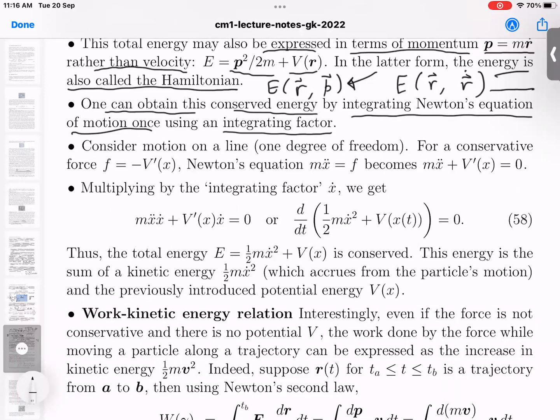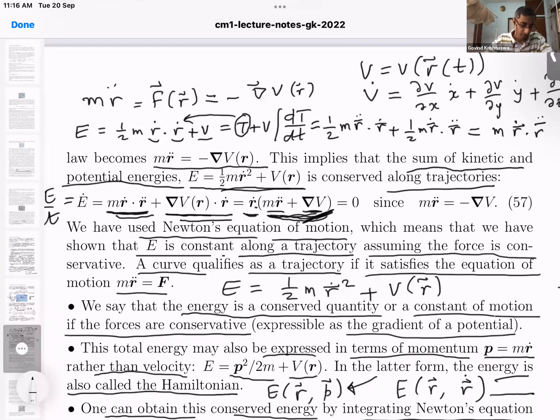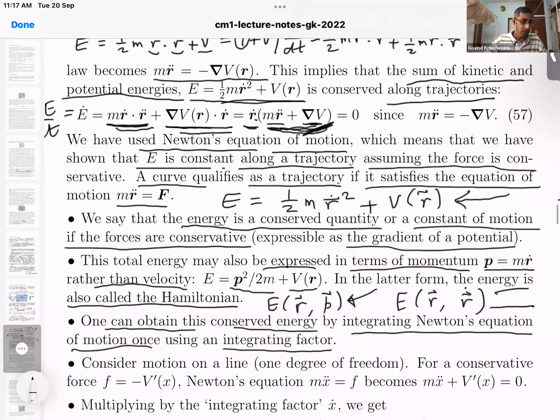Let me explain this point again. What do you mean by one can obtain this conserved energy by integrating? What I am trying to say is that I gave a proposed expression for energy, half m r dot square plus V of r. Now you may ask me, where did I come up with this expression? Is it some inspiration? Is it some guess, or somebody told me? Or all of the above? So I'm giving some inspiration now as to where this formula came from.